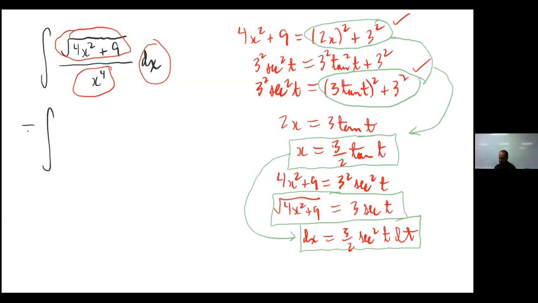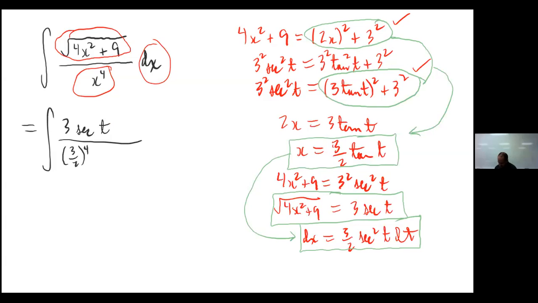So help me out here. What's the square root of 4x squared plus 9 equal? 3 secant of t. Okay, over. What's x to the 4th? I don't know what's going on with 3 to the 4th over 2 to the 4th. Let's just leave it as 3 to the 4th over 2 to the 4th. Does that make sense? Yeah? So it's going to be 3/2 to the 4th.